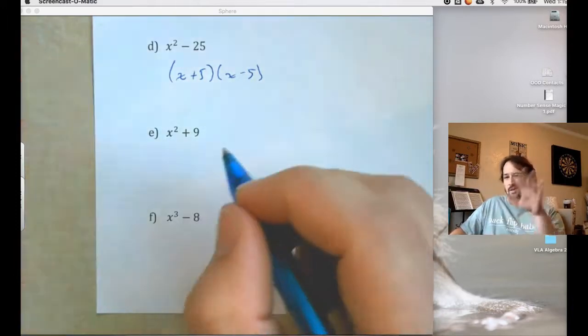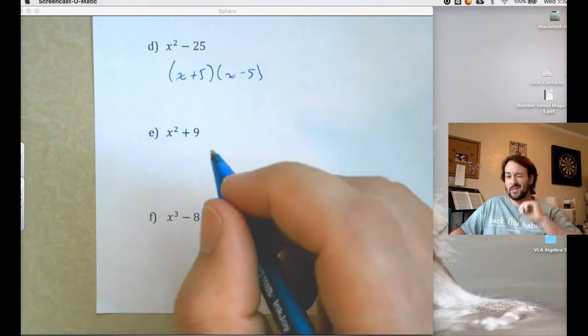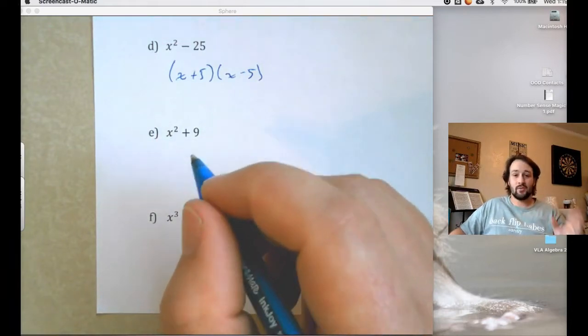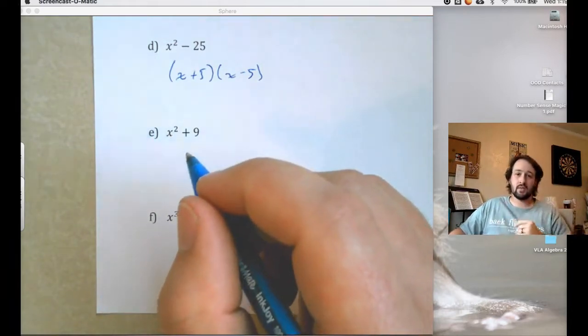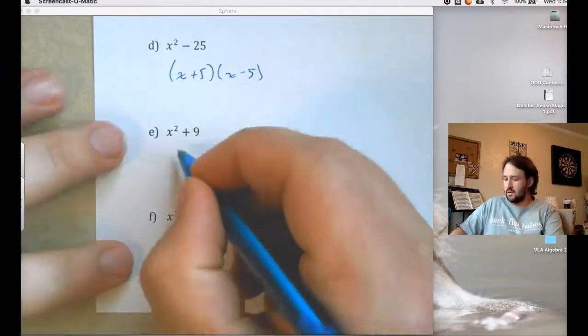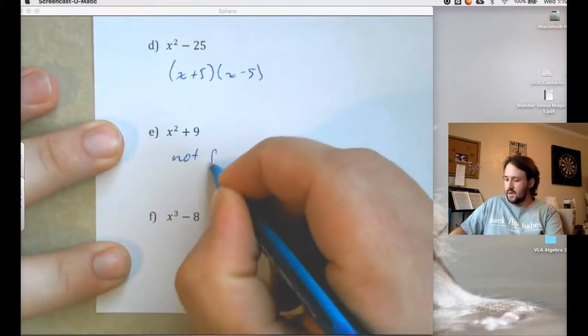You'll learn, yeah, let's not talk about this now. We can actually factor this, but it's kind of weird. So later on in this chapter, we'll get into something called imaginary numbers. But for right now, we'll just call this not factorable.